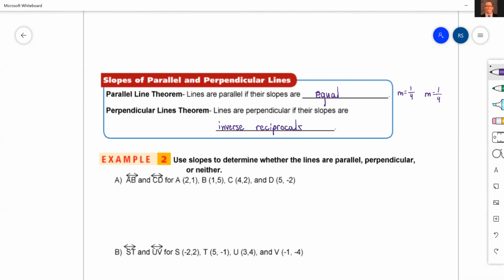Some of you may not remember what perpendicular means. That's where they make essentially a right angle. They make a T. They're at a right angle. So that'd be like if you had a line that had a slope of 1/4, the other line would have to have a slope of -4/1, which is just -4. So it's flipped and has the opposite sign.